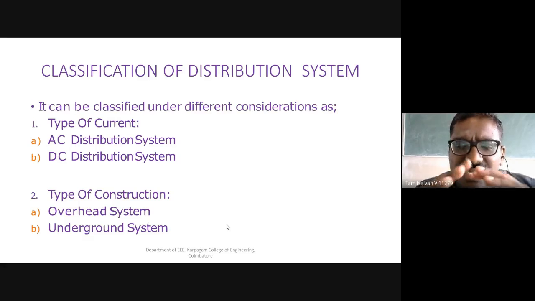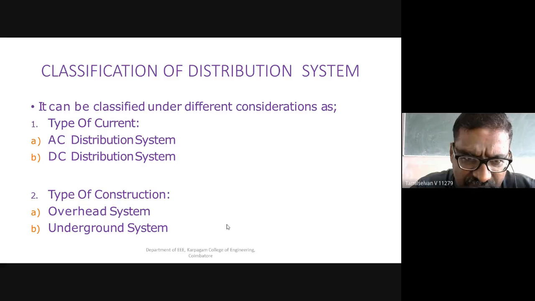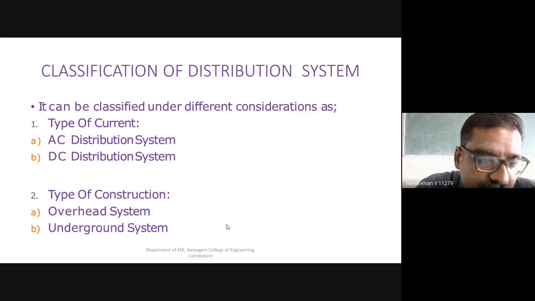So how is the distribution system often classified? Here, one is the nature of current. According to the nature of the current, the distribution system is often classified as AC distribution or DC distribution system.